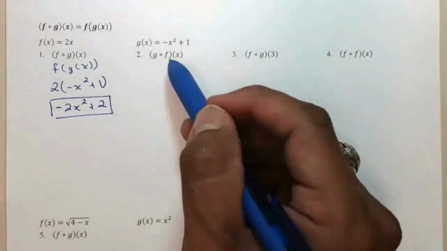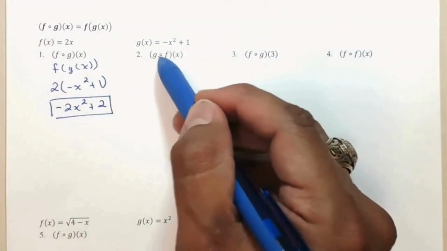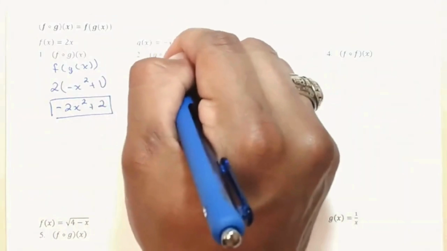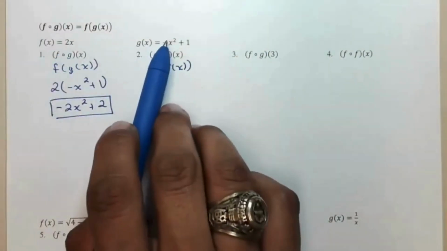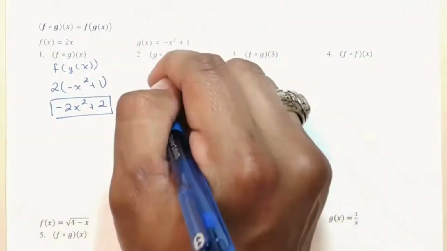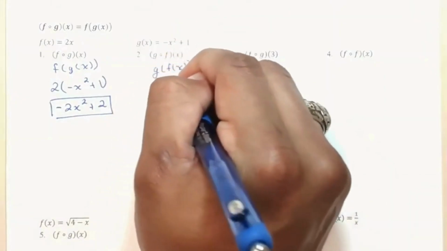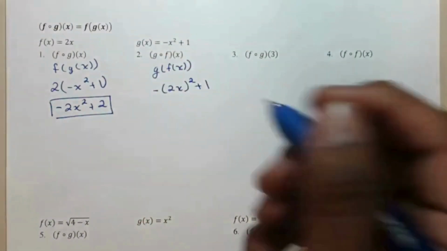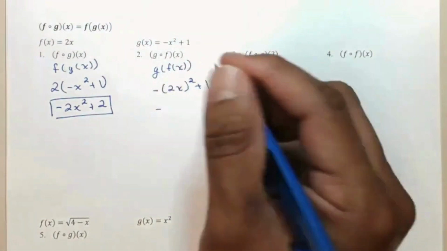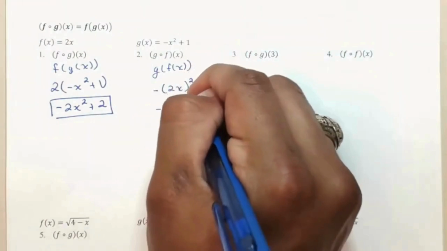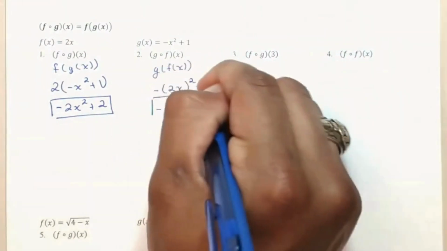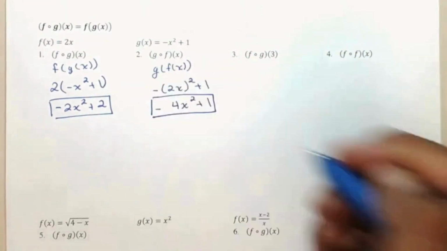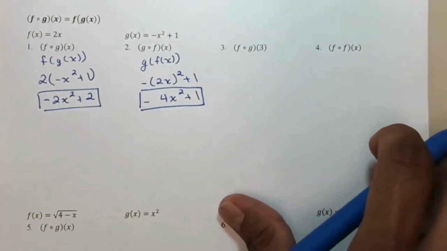No. If we're taking f of x and plugging it into g, it looks different. That means I'm going to take 2x and plug it in for every x that I see into g. So we end up getting negative (2x) squared plus 1. So to fully simplify it, we square the 2x, get 4x squared, and then plus 1, and that is my final answer.